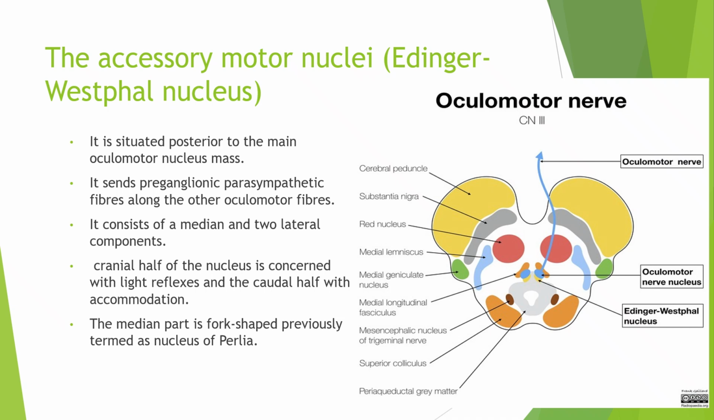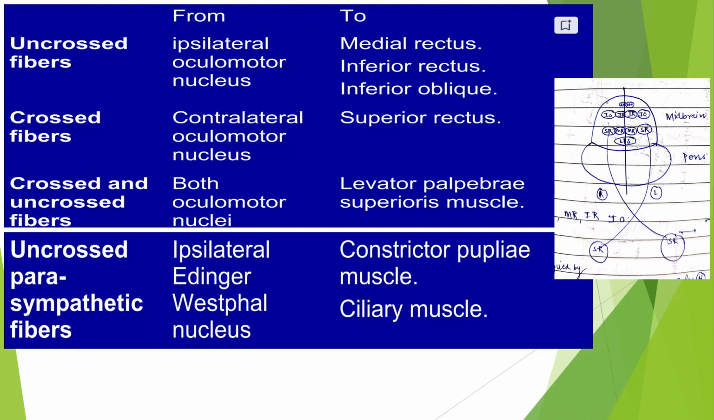Now, the accessory motor nucleus, which is the Edinger-Westphal nucleus, is situated posterior to the main oculomotor nerve nucleus. It sends preganglionic parasympathetic fibers along the oculomotor nerves. It consists of a median and two lateral components, and the cranial half of the nucleus is concerned with light reflexes and the caudal half with accommodation. And the median part is fork-shaped, known as the nucleus of Perlia, and its role in convergence is questionable.